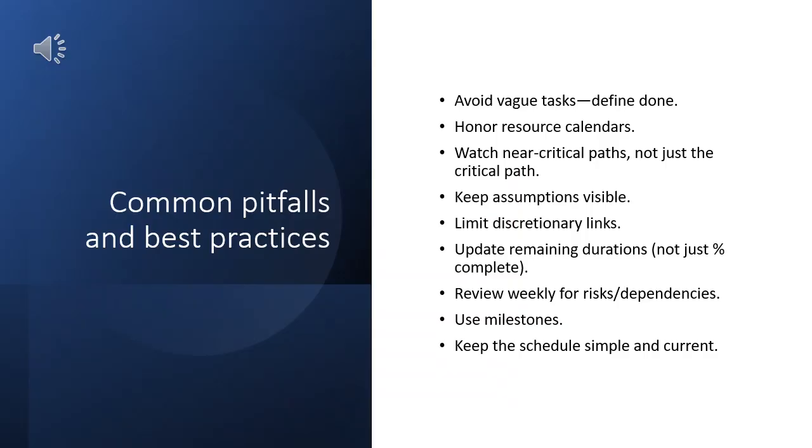Avoid vague activities like do testing. Define done criteria. Do not ignore resource calendars. Watch near critical paths, not just the critical path. Keep assumptions visible and reviewed. Limit discretionary links that block flexibility. Update remaining durations, not just percent complete. Meet weekly to review risks and dependencies. Use milestones to signal progress. Keep the schedule simple enough to maintain. A simple current schedule beats a complex, outdated one.